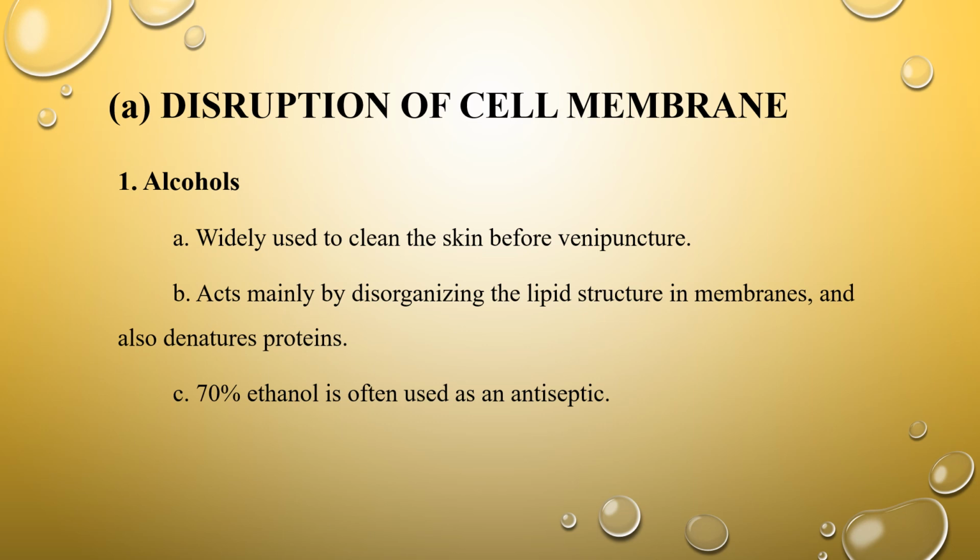In disruption of the cell membrane, there are three disinfectants that disrupt the cell membrane, such as alcohol, detergents, and phenols. Alcohols are widely used to clean the skin before venipuncture. Venipuncture is the collection of blood from your vein. Alcohols act mainly by disorganizing the lipid structure in the membrane and also denature protein. 70% ethanol is often used as an antiseptic to clean the skin.